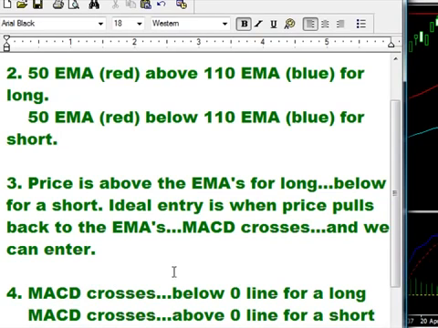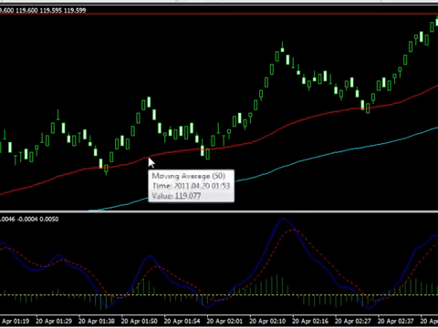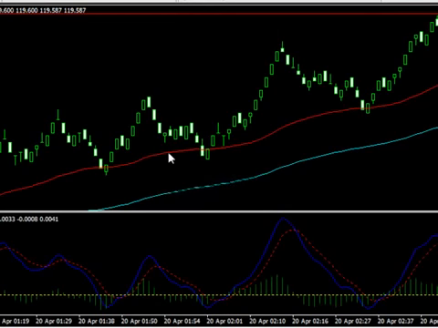And the last rule is the MACD. When they cross, it has to be below the zero line for a long and above the zero line for a short. And we'll go through those examples now. So this is today, April 20th, and we had 3 trades right in a row, which is quite unique, but they happened. What we want to make sure is that the two EMAs have some distance between them. We don't want them really tight, close together. So that's happening here.